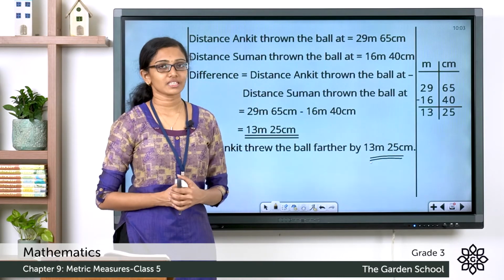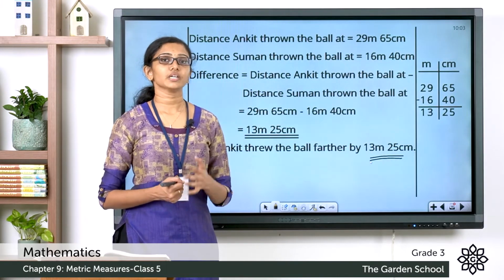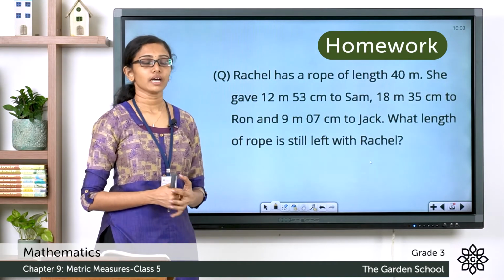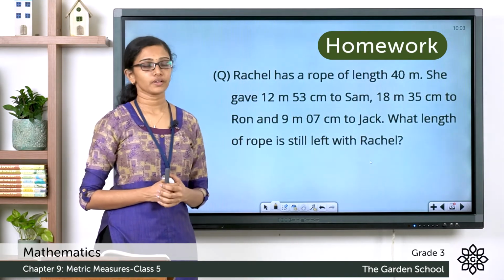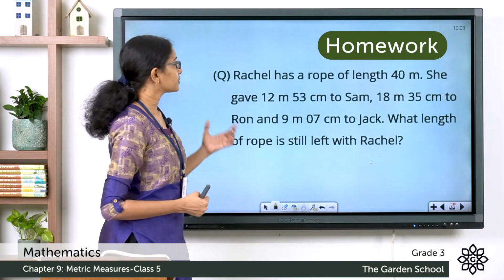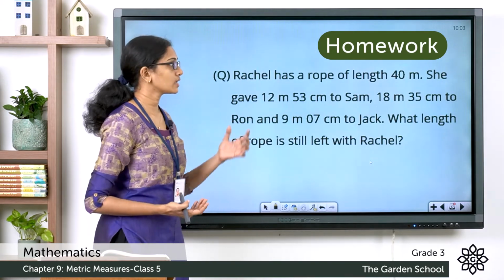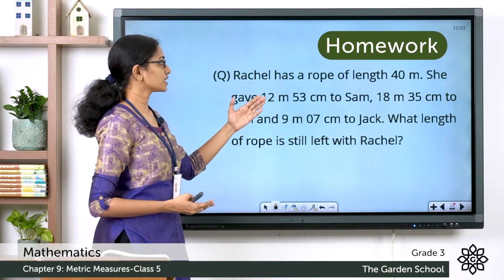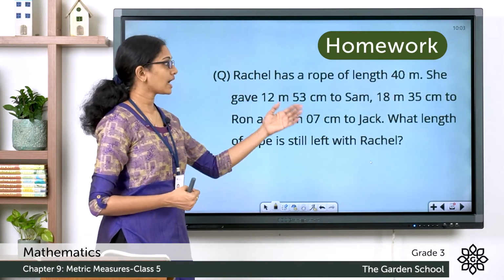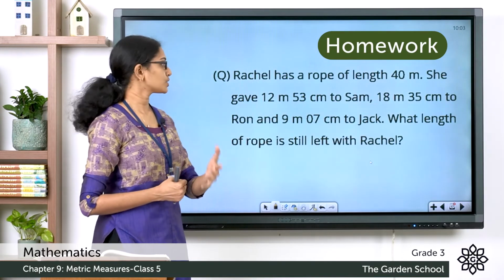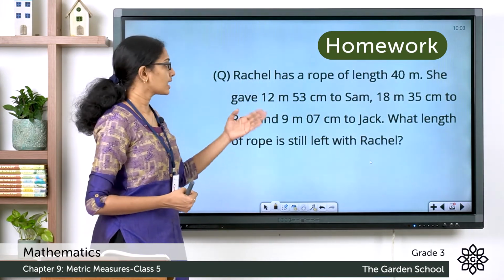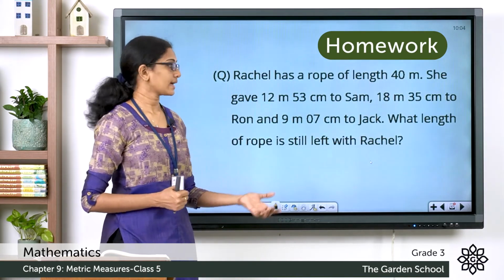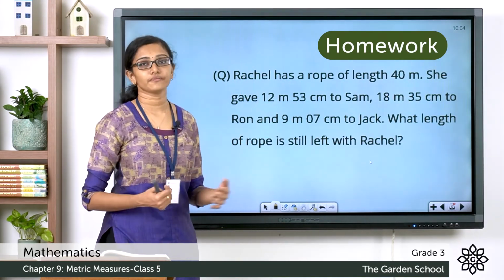So, I hope this question is clear to you. Now, children, you have a homework question today. You may note down this question in your notebook and you have to work it out yourself. Let me read the question to you. Rachel has a rope of length 40 meter. She gave 12 meter 53 centimeter to Sam, 18 meter 35 centimeter to Ron and 9 meter 7 centimeter to Jack. What length of rope is still left with Rachel?